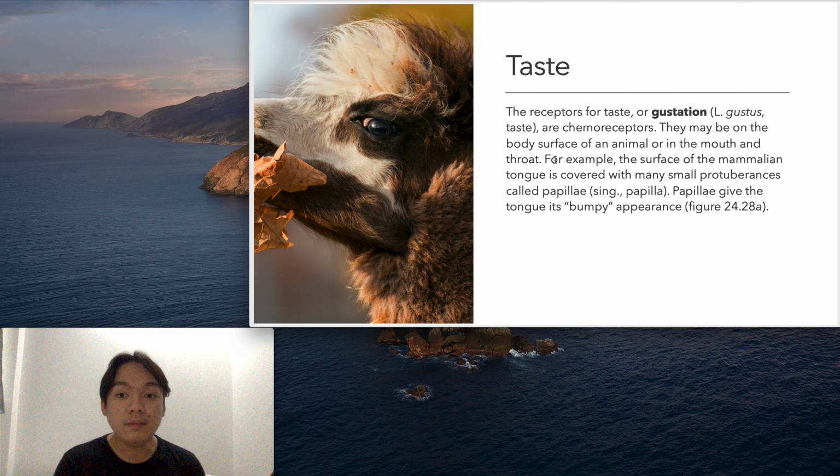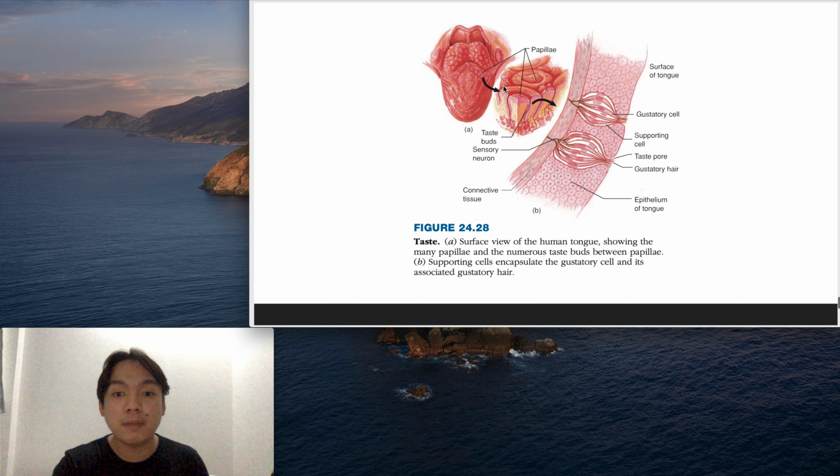For taste, we have receptors called gustation or chemoreceptors. They may be on the surface of the animal. In the mammalian tongue, we have papillae, giving it a bumpy appearance. In this example, there are papillae, taste buds, sensory neurons, and connective tissues.